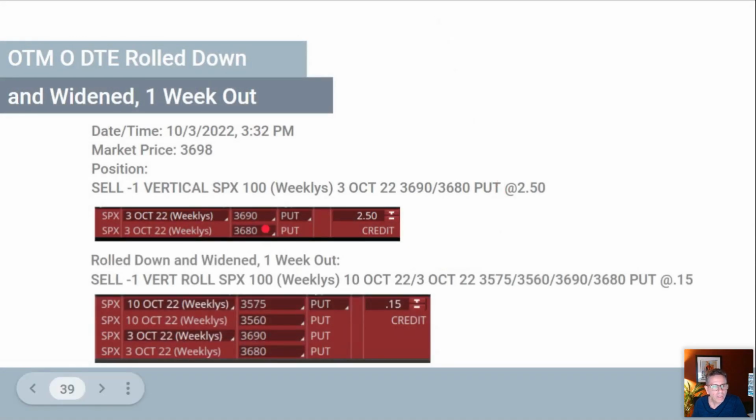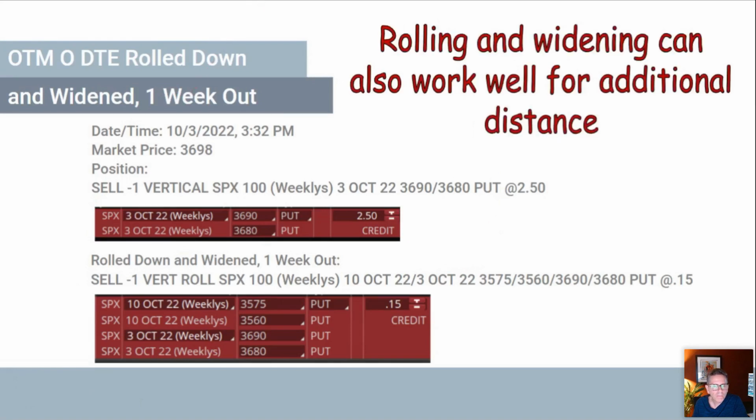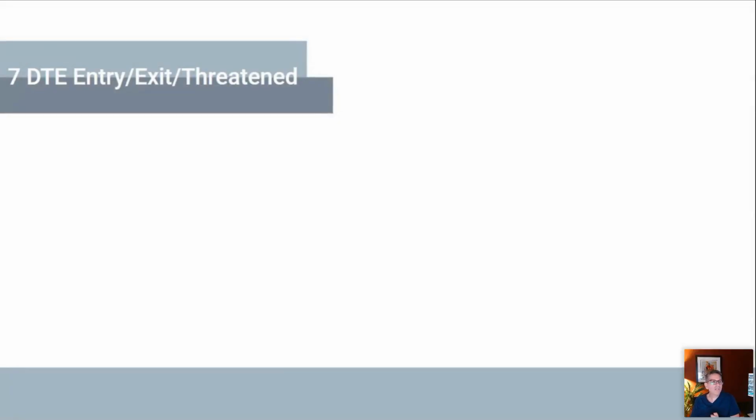Here you're actually going down 120, over 100 points here now. In this case, you widen it and you push it out a week. And that gives you, again, additional distance, and that's what you want. And you get a credit on this as well. Okay, ready. All right, so now let's talk about 7 DTE.